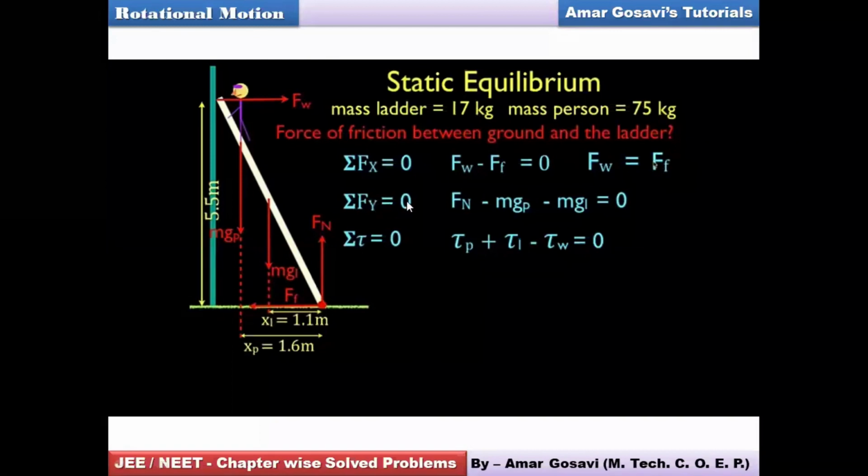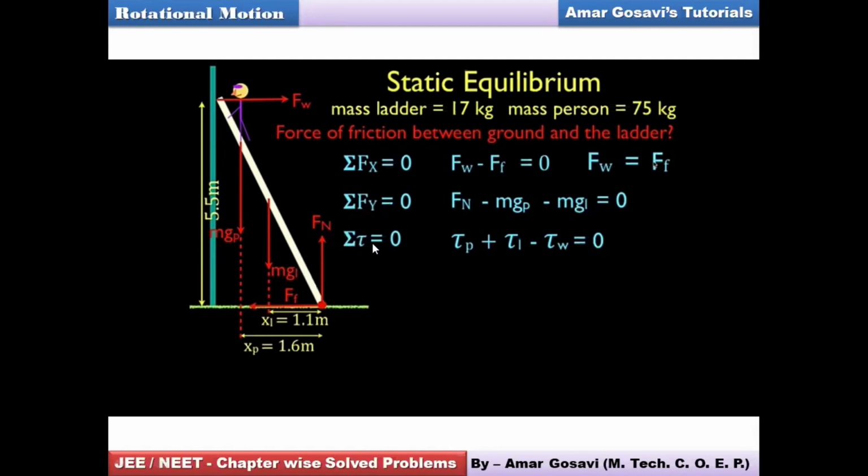Summation of forces along the y-axis should be 0. So Fn, you can see, is the normal reaction offered by the floor at the bottom of the ladder. It is along the positive y-axis, therefore plus Fn, minus Gp, minus Gl. Why minus? Because they both are acting along the negative y-axis, and together it should be 0. So ultimately this is the second equation being framed, with summation Fy equal to 0.